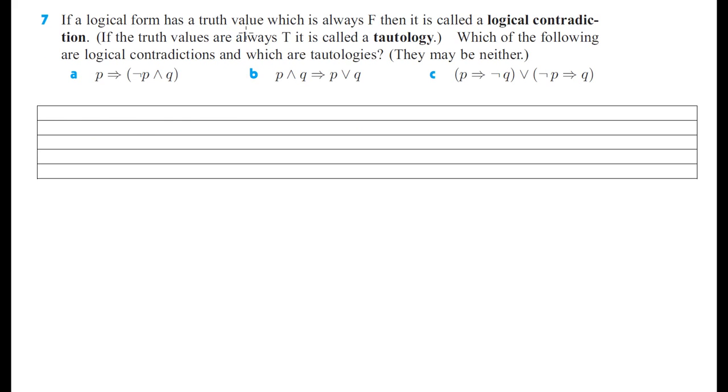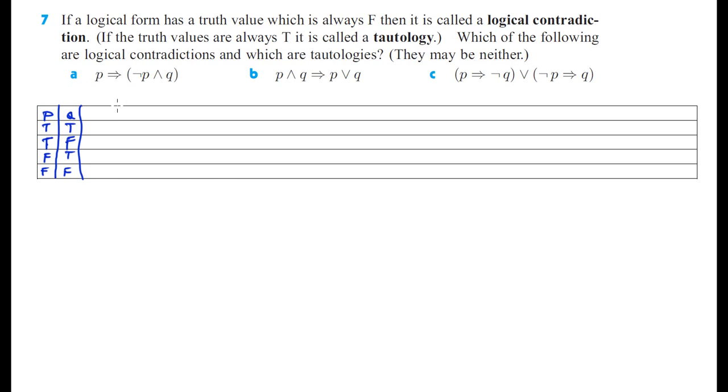All right, number 7 here. If a logical form has a truth value which is always F, that's called a logical contradiction. If the truth values are always T, it's called a tautology. Which of the following are logical contradictions and which are tautologies? They may be neither if there's a combination of trues and falses. So P's and Q's are all we have. So let's start with P and Q: true, false, true, false, and true, true, false, false.